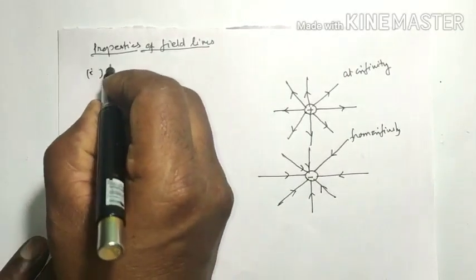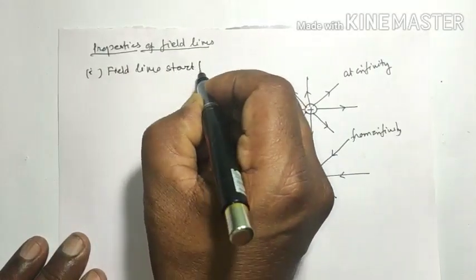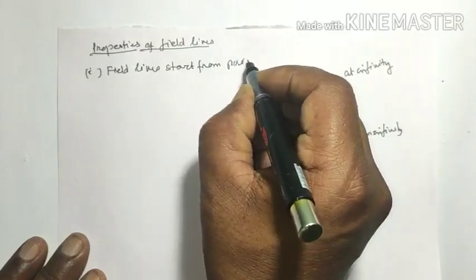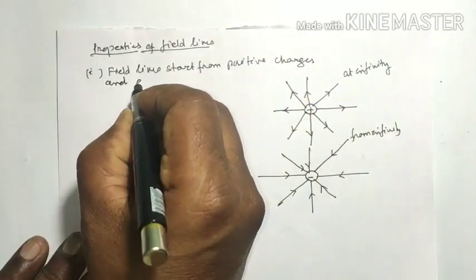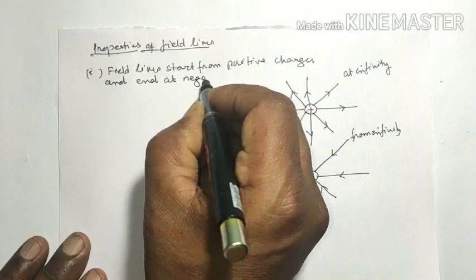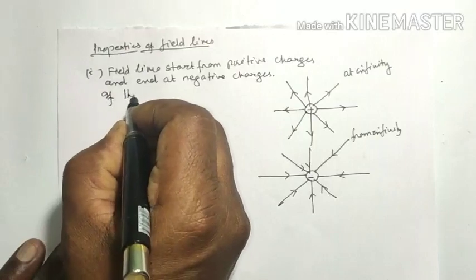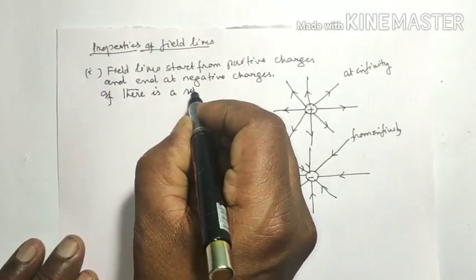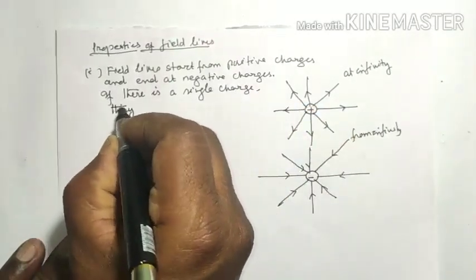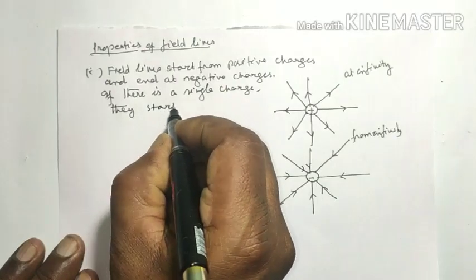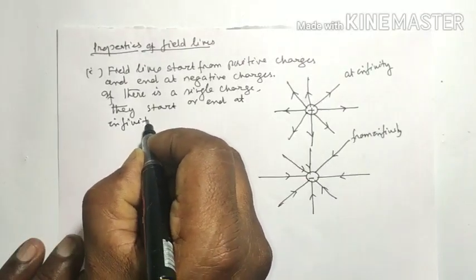So first property, field lines start from positive charges and end at negative charges. If there is a single charge, they start or end at infinity.